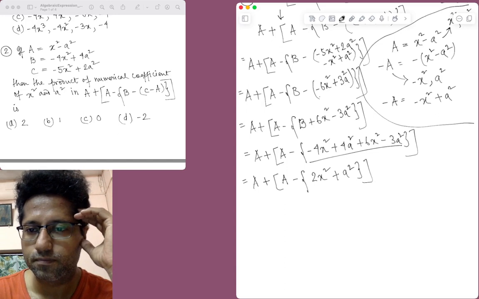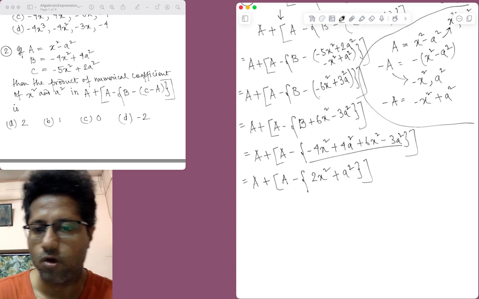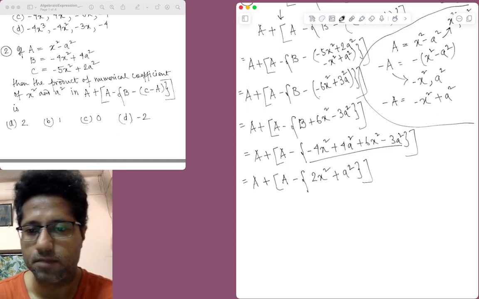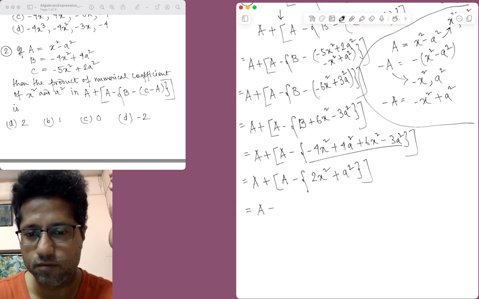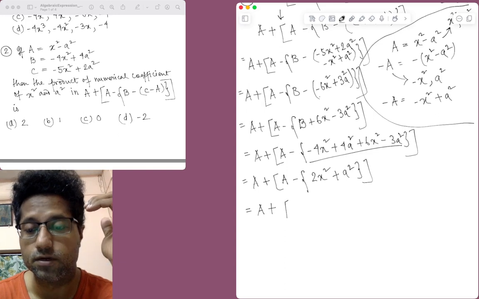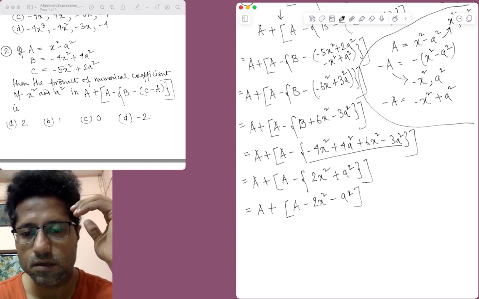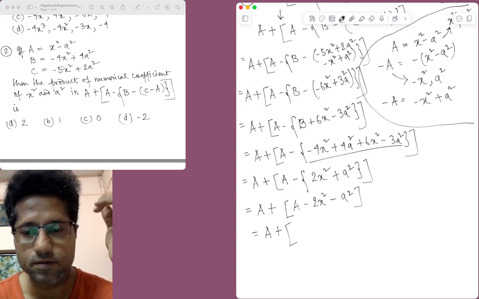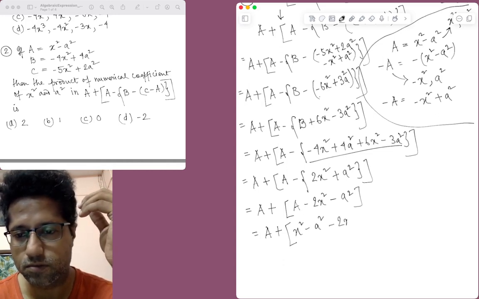So now the algebraic expression inside the curly brace has been simplified. Now we have to open it. Again we see that before the curly brace grouping symbol there is a negative sign. So we have to change the sign of all the terms inside the curly brace. So this becomes minus 2x square minus a square. Now we put again the algebraic expression of a, which is x square minus a square, and we already have minus 2x square minus a square.